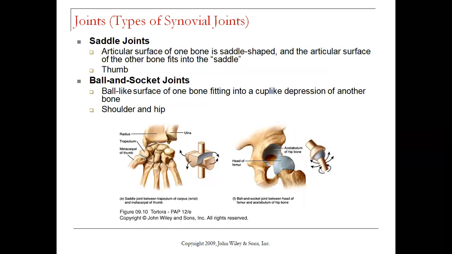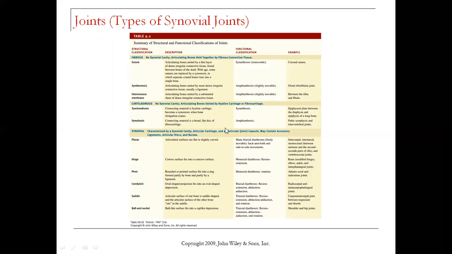Then we have saddle joint, in which one bone is saddle shaped and the articular surface of other bone fits into the saddle, for example, the thumb. Then we have ball and socket joint, example, shoulder and hip, where one bone fits into a cup-like depression of another bone. So this is all in this session.